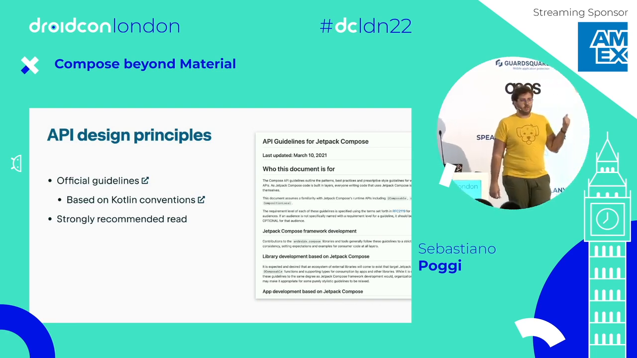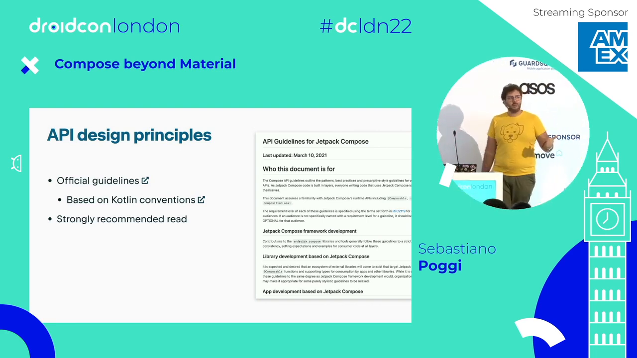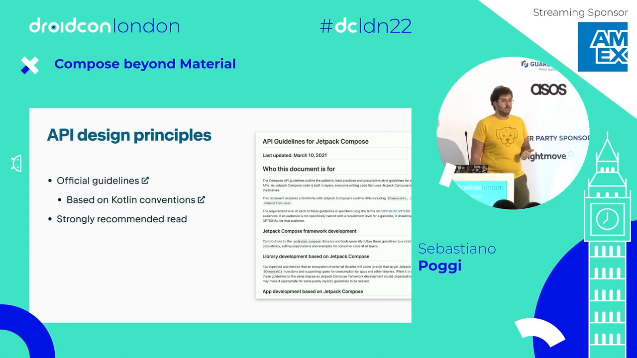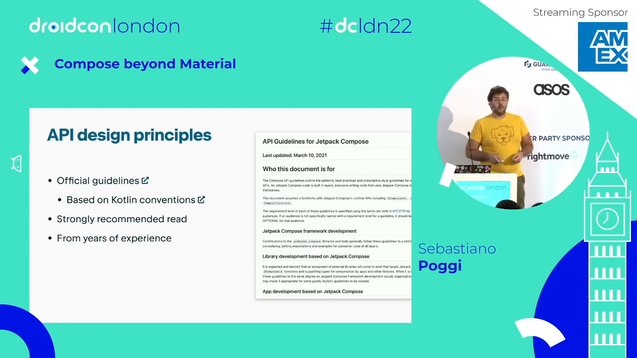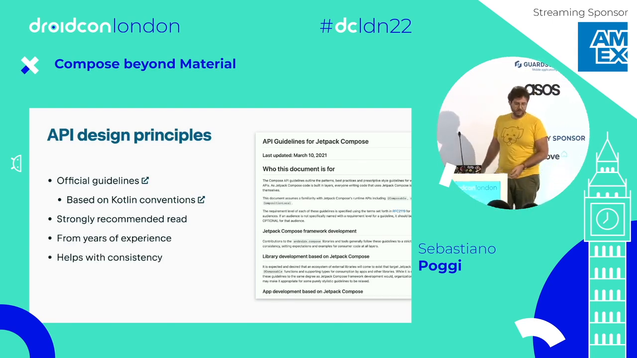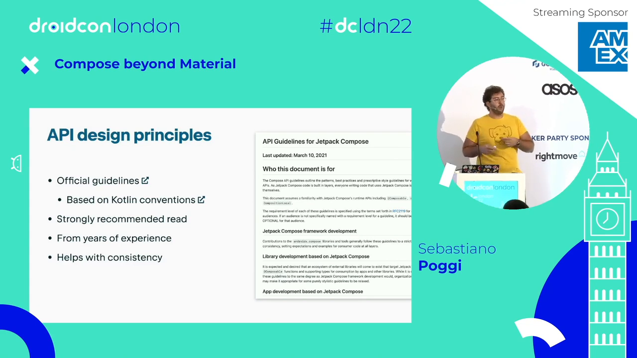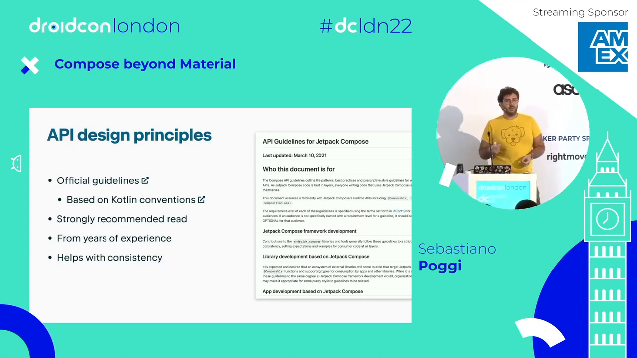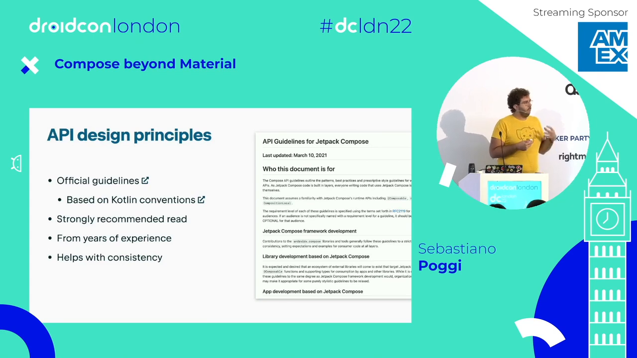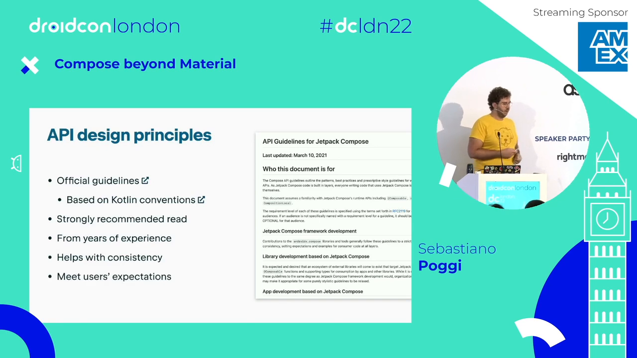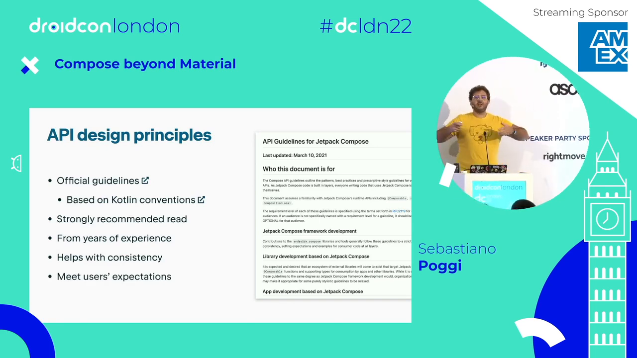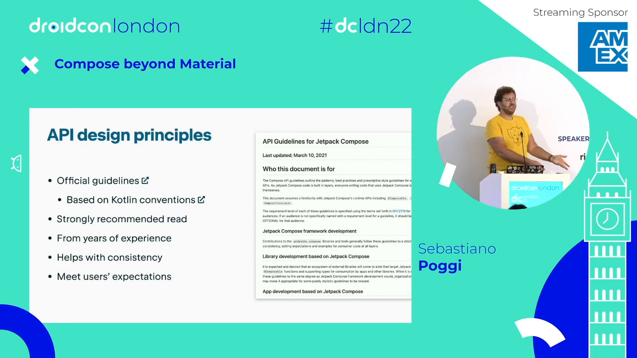I strongly recommend that you read them, even if you're not thinking about implementing a custom design system, because even for your own custom composables that you're going to have to create for your own app, it's good to be aligned with the rest of the Compose framework. They're based on years and years of experience from the folks at Google, and they really do help with consistency, because some of the principles that they explain, you will maybe intuitively understand, but I guarantee some of them you have to be conscious about. And the great thing about this is that you can easily meet user expectations when it comes to using the stuff you're making.